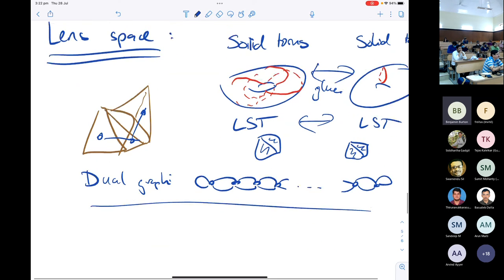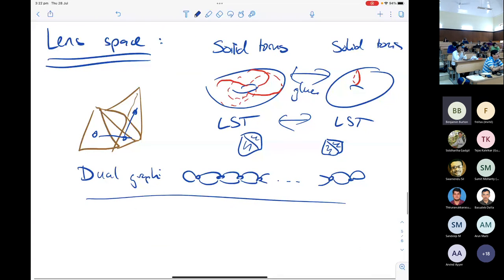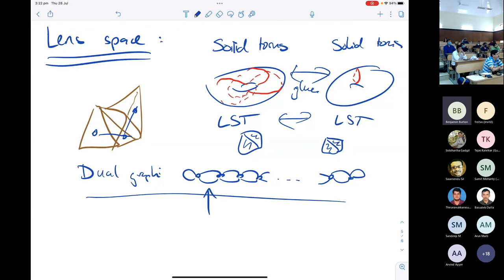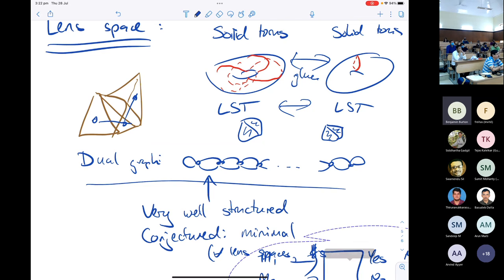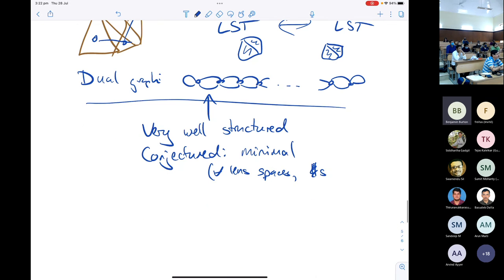So why am I talking about lens spaces? Because these are very nicely structured triangulations of a lens space. These pictures here are very well structured. They have a lot of very nice combinatorial properties, and in particular, they are conjectured to be minimal. What do I mean by minimal? I mean that for all lens spaces, these give you the smallest number of tetrahedra.